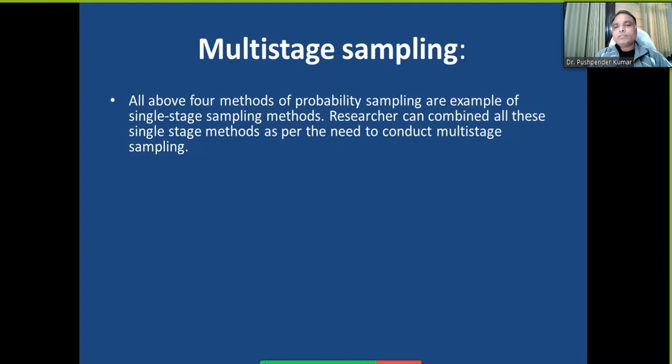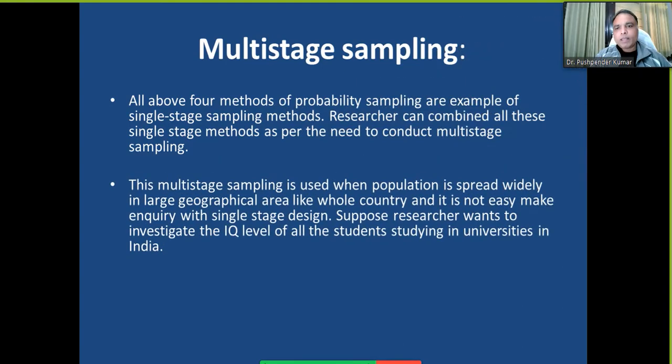All our four methods of probability sampling are examples of single stage sampling methods. Researchers can combine all these single stage methods as per the need to conduct multi-stage sampling. This multi-stage sampling is used when the population is spread widely over a large geographical area, like a whole country, and it is not easy to make an inquiry with a single stage design.